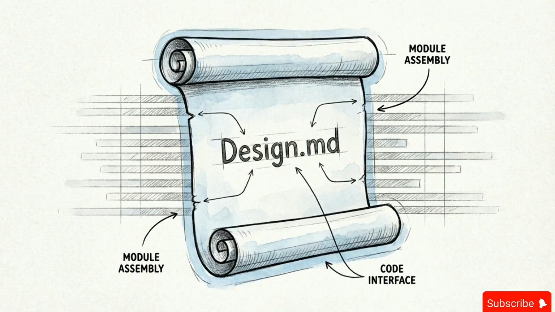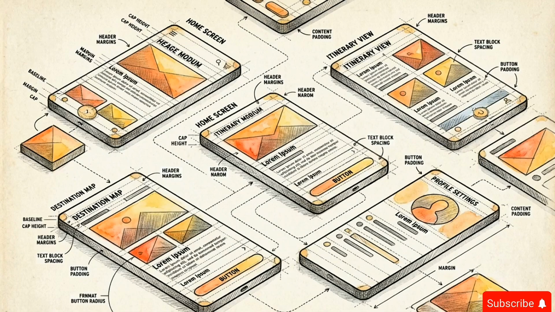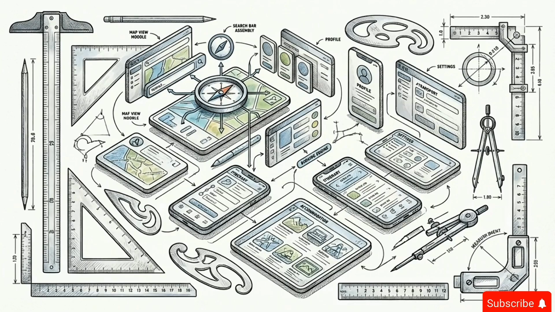Stitch captures all of this extracted information in a design.md file. Think of this file as a portable styling translator that coding environments can read and apply. Extracting aesthetic data directly from a URL removes the AI's guesswork. This process provides a high-quality baseline grounded in existing design logic.